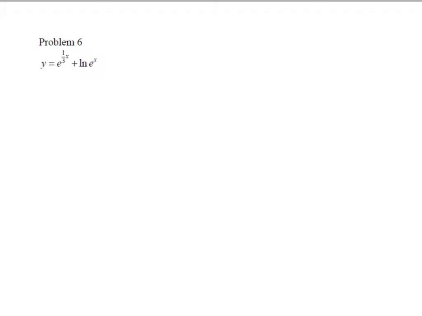Problem 6, y equals e to the 1/3 x plus natural log of e to the x. There's something goofy going on here. Hopefully, maybe you can figure it out, and I'd like you to try this problem.